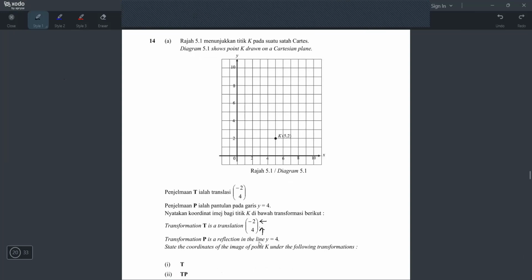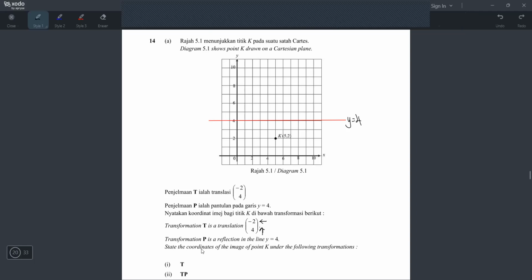Transformation P is reflection in the line y equals 4. How do I teach this in class? The moment you see reflection in the line y equals 4, straight away, go to the y axis, find 4 and draw the line y equals 4. Okay, straight away do it. Okay, this is how I teach in class, right?